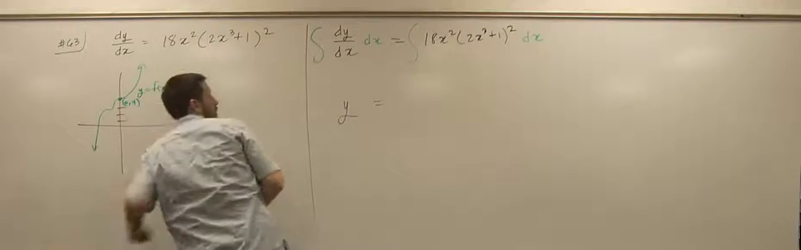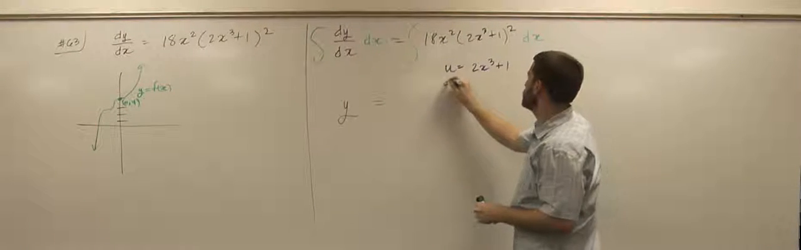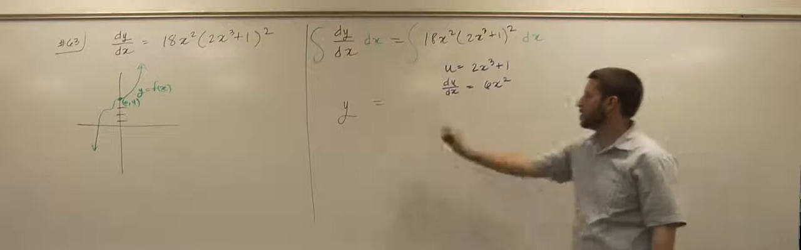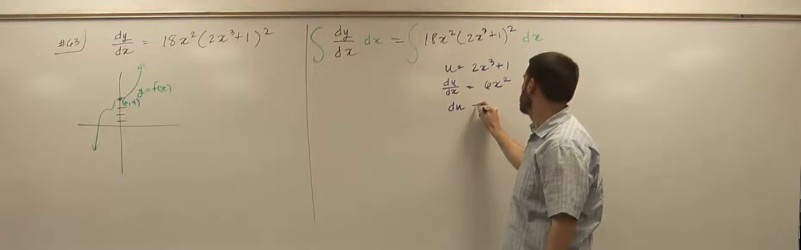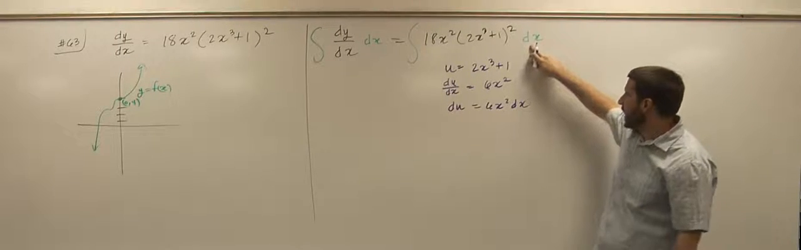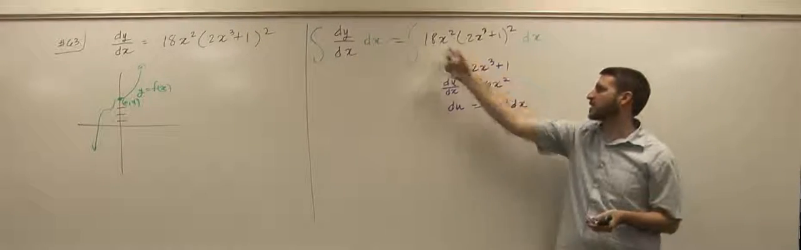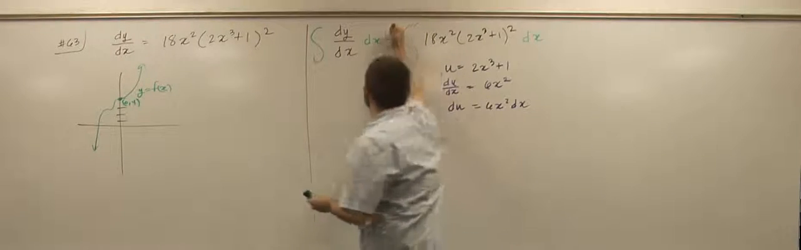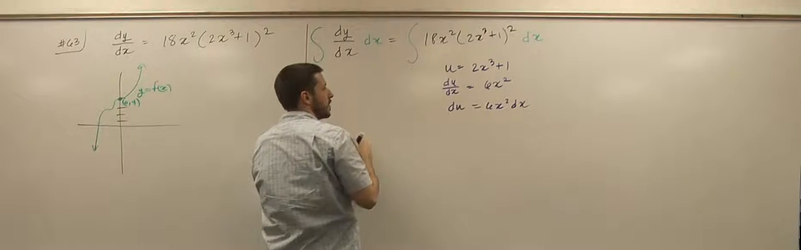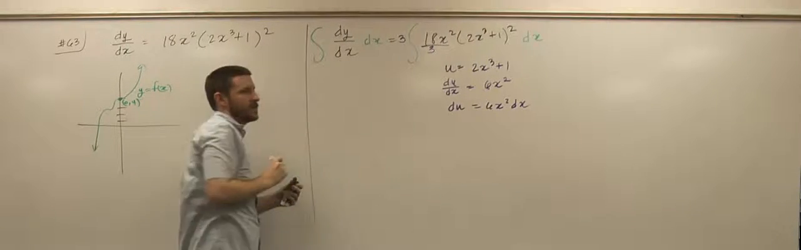And if you let u equal 2x cubed plus 1, then du dx, the derivative of u with respect to x, is 6x squared. So therefore du will be 6x squared dx. Which means up here, I have dx and then 18x squared. So how do I turn this 18x squared into a 6x squared? You can divide the 18 by 3. Right, if you want to turn 18 into 6, divide it by 3. But then you have to make up for it outside by multiplying by 3.